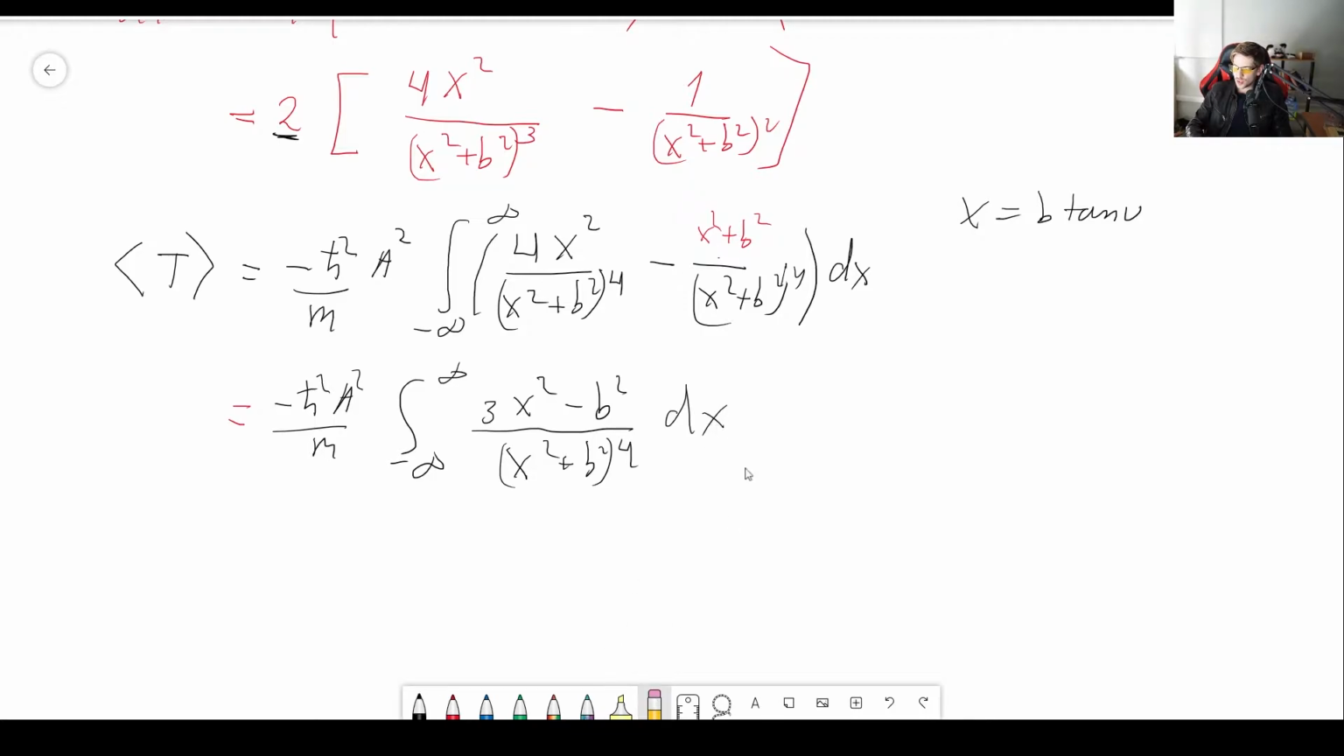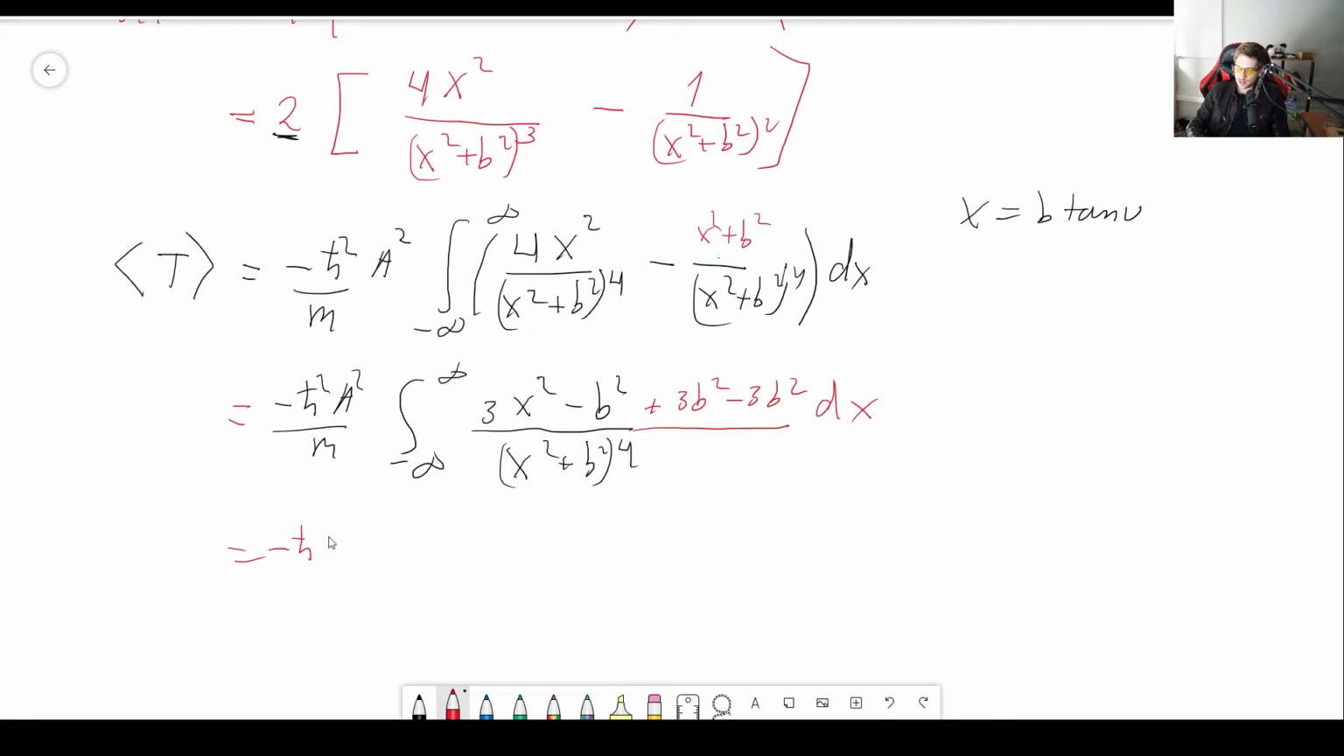So what I'm going to do is I'm going to say, okay, to this, I need to have plus 3b squared and then minus 3b squared, right? Because we can't do anything illegal, we need to subtract the same that we add. So let's now rearrange this.